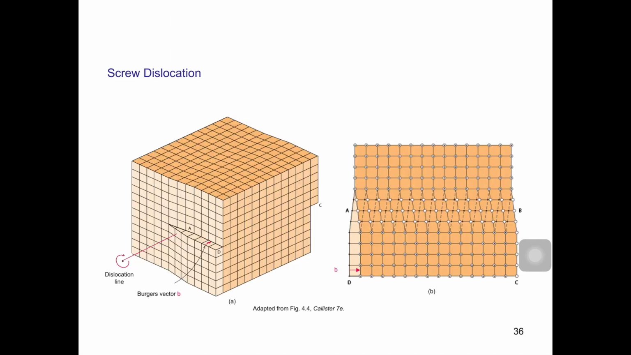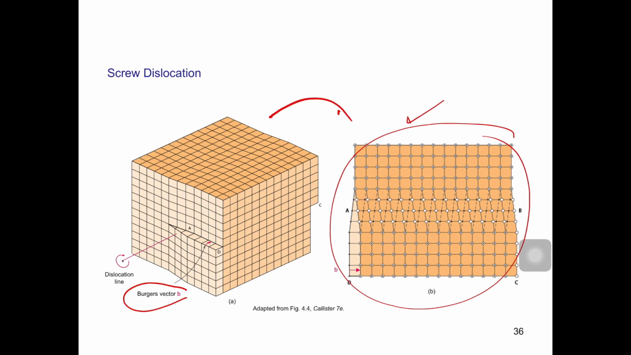This one is another example, or more diagrams, to show you the screw dislocation, to make sure where it starts and where the Burgers vector is. Something like that. There's an example.